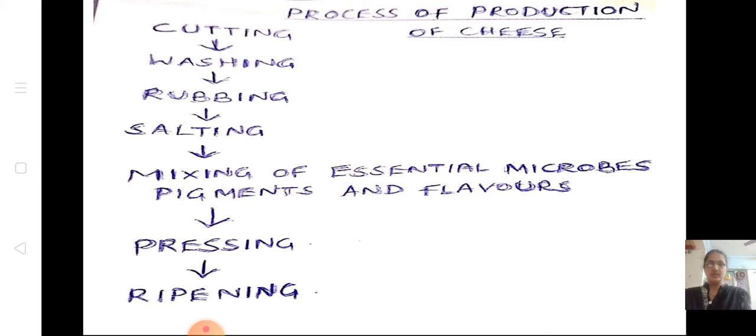First it is cut into pieces, then washing is done, then rubbing is done, then salting. After salting, it is mixed with essential microbes, pigments, flavors. Then pressing is done, then ripening, and then it is stored. After ripening, it is stored in containers. So you remember: cutting, washing, rubbing, salting, then mixing of essential microbes, pigments and flavors, then pressing and ripening. Seven steps are there. This is important.